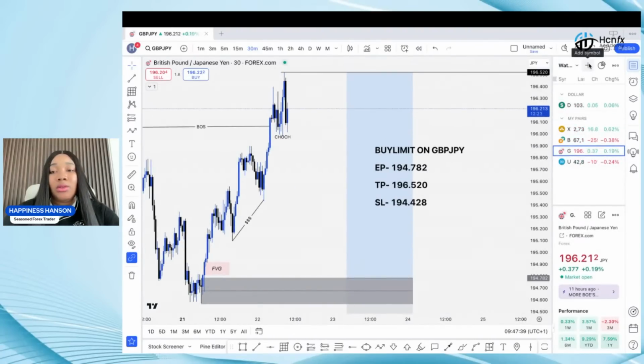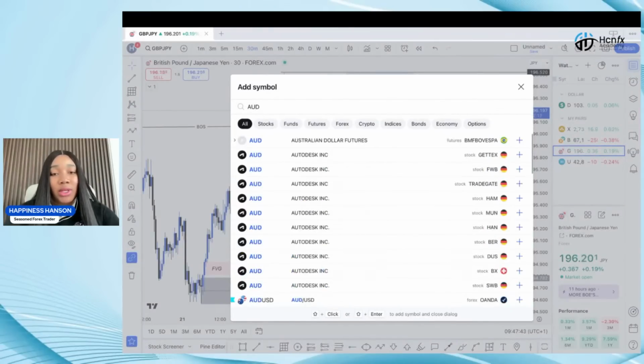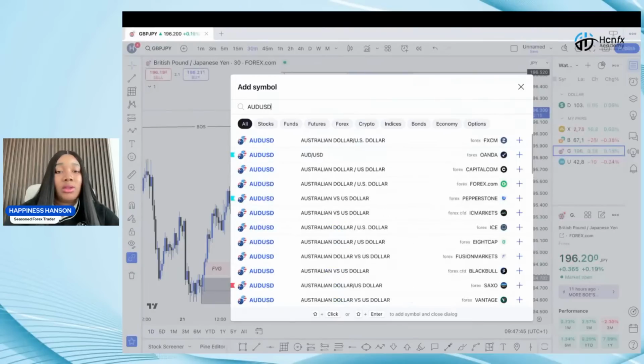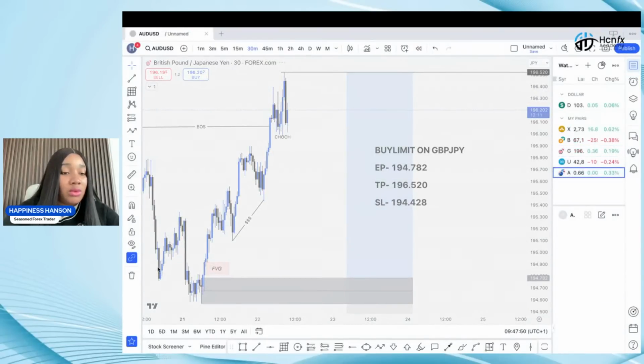You have time to enter and also go to your own chart for confirmation. Okay, let's look at GBP USD. Okay, AUD USD, because I've been seeing that on the chart. We'll look at AUD USD, then after that we'll go to GBP USD.